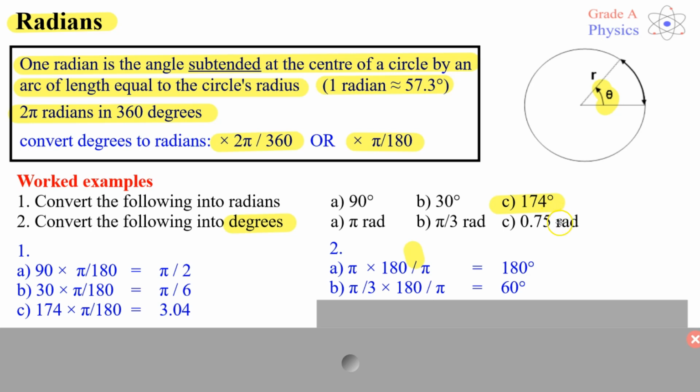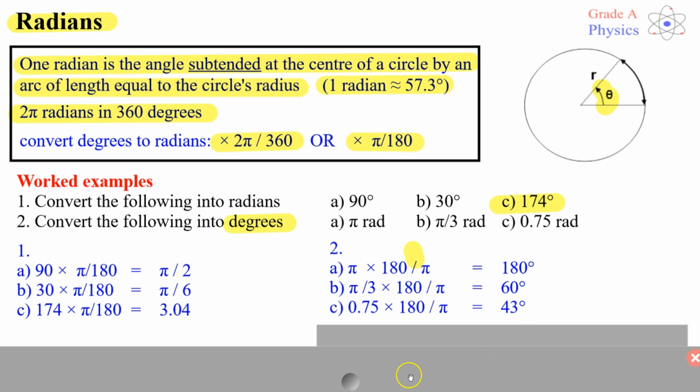But if we have an actual decimal, then we're going to have to use what we have here, our conversion. It's going to be the opposite of this, so it'll be multiplied by 180 and divided by pi, and we should get our answer of 43.